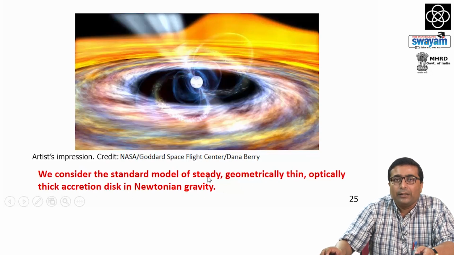That is, the disk is not changing with time, that is steady. Geometrically thin means its height is small compared to its radial extent, and optically thick essentially means that it emits as a black body. So, as long as these criteria are satisfied, the theory I will describe now will be valid, whatever the central accreting object is, but I will generally consider a neutron star as the accreting object.